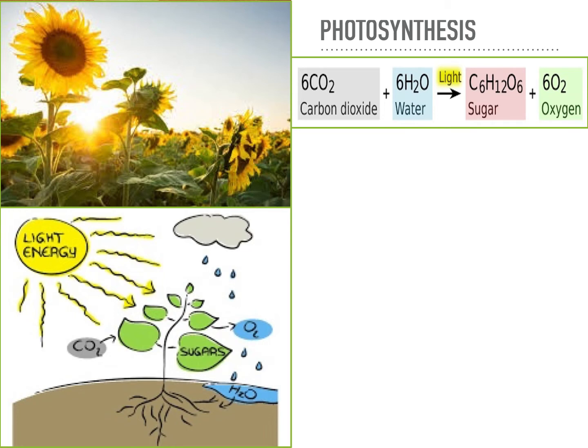Without redox reactions, producers like plants and algae will not be able to use the sun's energy for photosynthesis. Without photosynthesis, entire food chains will collapse. There will be no oxygen to breathe.